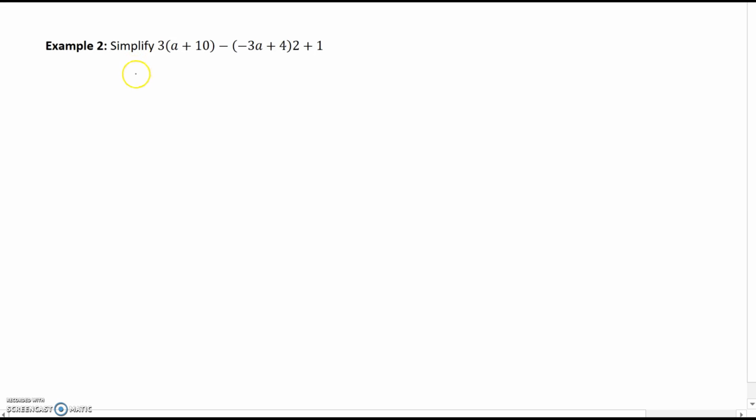Here's another example of simplifying a linear expression. This time we've got 3 times a plus 10 and minus negative 3a plus 4 times 2 plus 1.